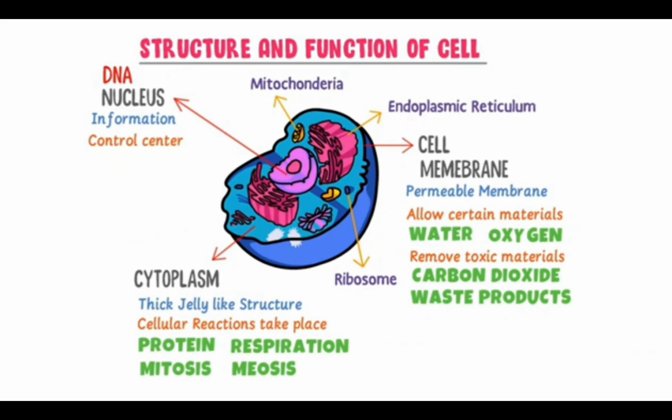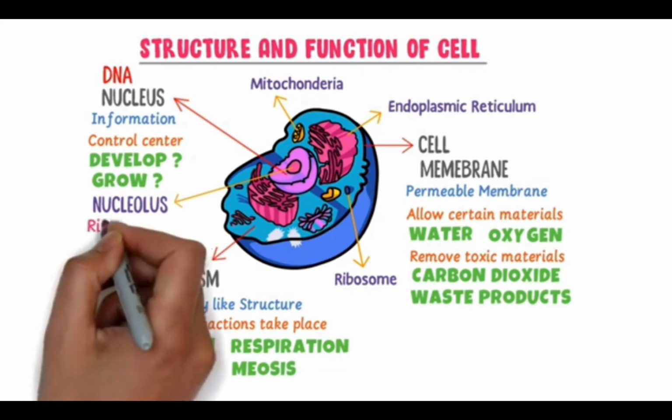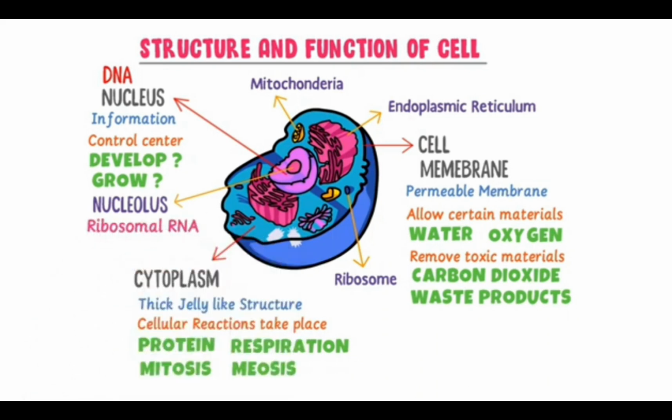Thirdly, nucleus contains nucleolus. It forms ribosomal RNA or ribosomes. The newly made ribosomes are transported out of the nucleus through nuclear pores to the cytoplasm where they can do their job.